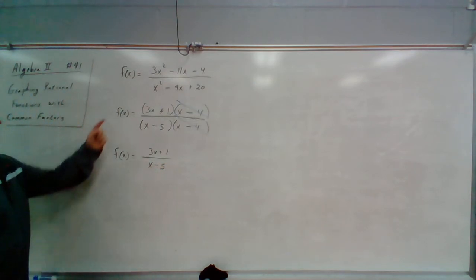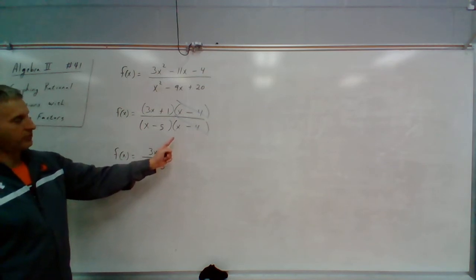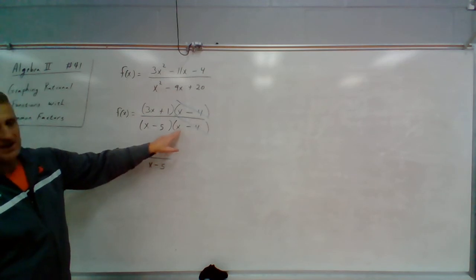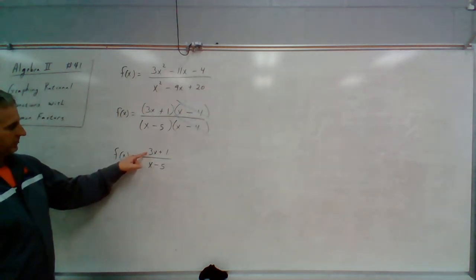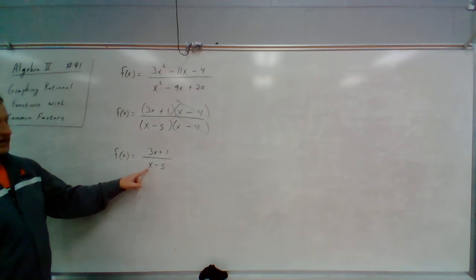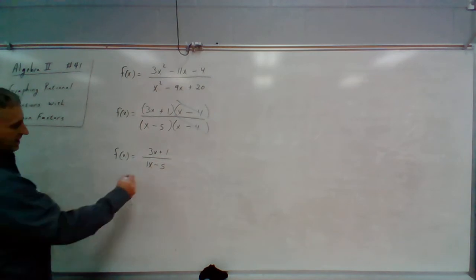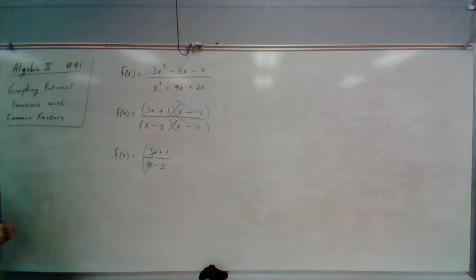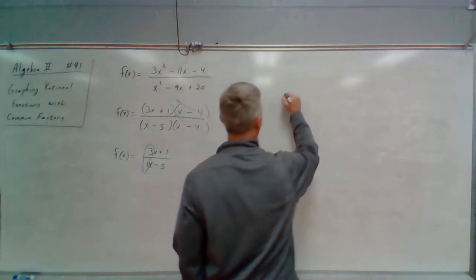All right, so this function is equal to this function everywhere except one point. This function is equal to this function everywhere except when x is 4. So I know I'll have a hole in my graph at x equals 4. Right. Here, the degree of the numerator is 1, the degree of the denominator is 1. So I know, put my understood 1 in there, I know that I'll have a horizontal asymptote at 3, and I'll have a vertical asymptote at 5.